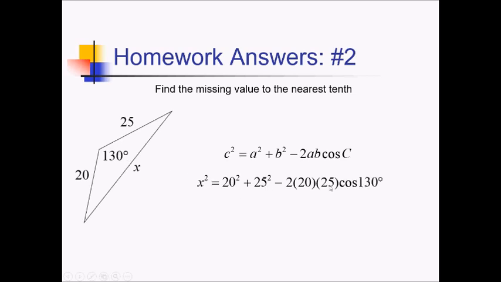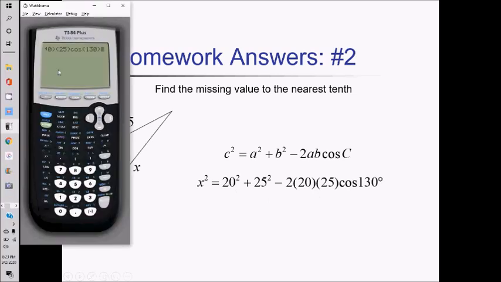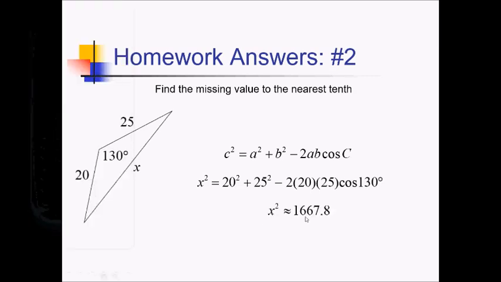Let me go ahead and crunch the numbers on the right side using my calculator. So all the stuff on the right side of my equation is going to come out to, let's see what the calculator says, 1,667.8 if I were to round it off to the nearest tenth.